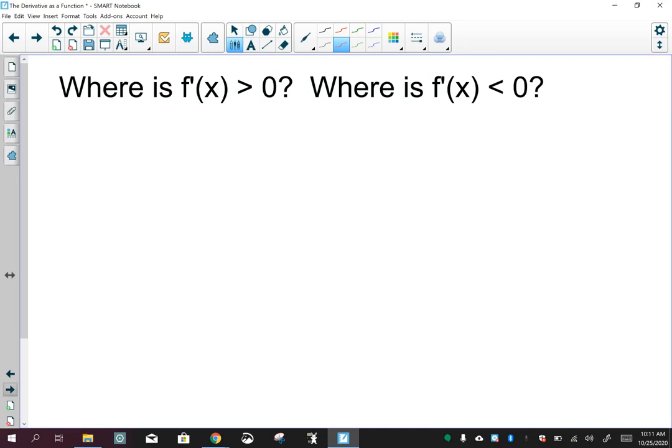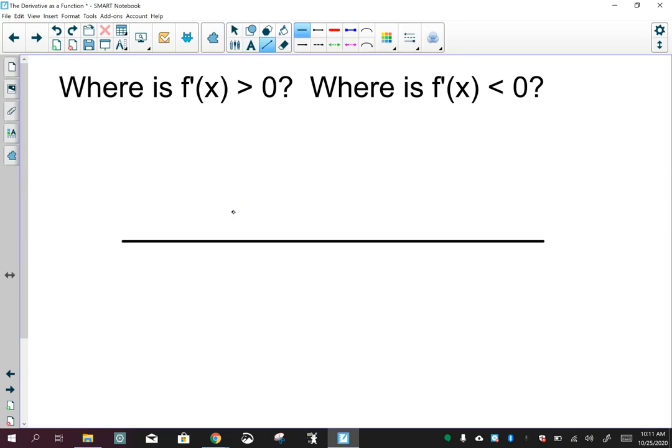So where is f prime of x greater than 0 and where is f prime of x less than 0? What we're going to do here is sign charts. Remember we talked about sign charts a while back. So we're going to draw a sign chart. Okay. And I have a 0 and I have a 2.